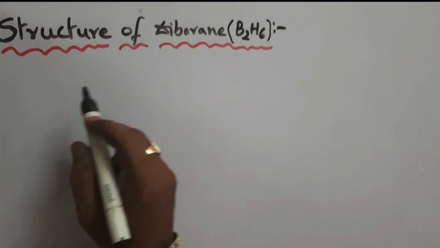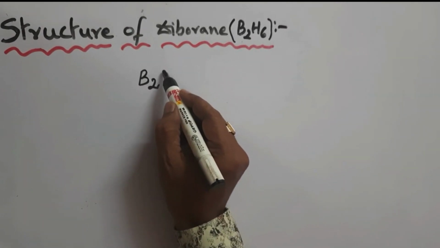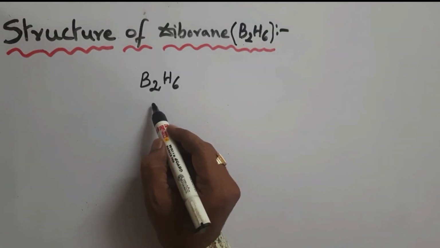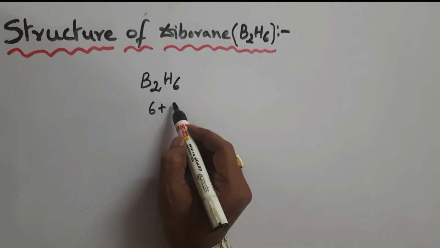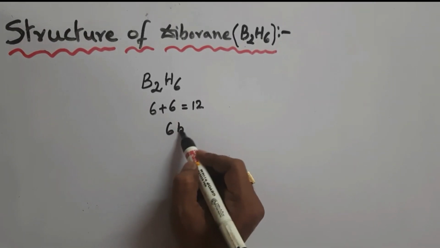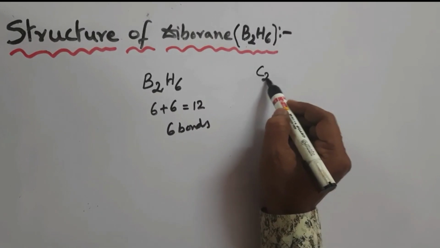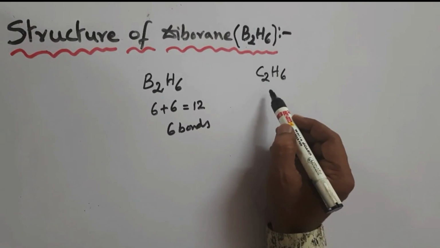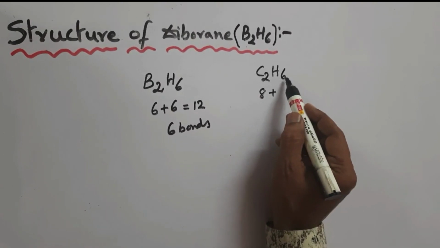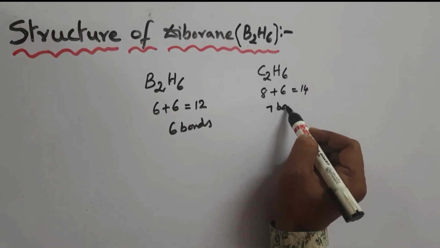Now when we focus on the structure of diborane, I told you diborane has 12 valence electrons. So B2H6: 3 each from 2 borons, namely 6, plus 6 electrons from hydrogen. So totally 12 valence electrons are there. Therefore it can form 6 bonds. Ethane, on the other hand, has 14 valence electrons: 4 from each carbon, therefore 8 valence electrons, and 6 from 6 hydrogens, totally 14 valence electrons. Therefore it can form 7 bonds.